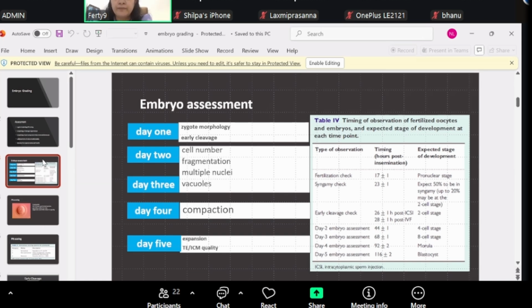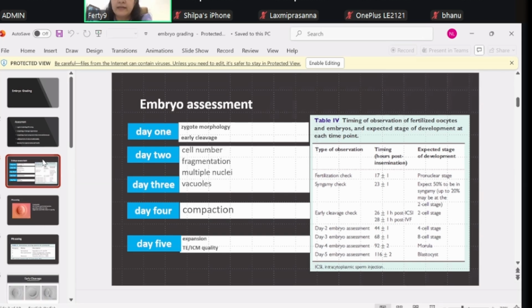We do the fertilization check at 17 plus or minus 1 hour, that is day 1, in which we see the pronuclear stage. Then the syngamy check we do at 23 plus or minus 1 hour. That will be day 2, but it is early hours. Then the early cleavage check we do at 26 plus or minus 1 hour post ICSI, and 28 plus or minus 1 hour post IVF.